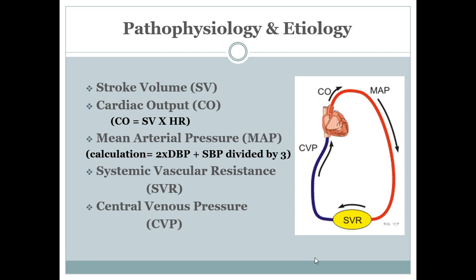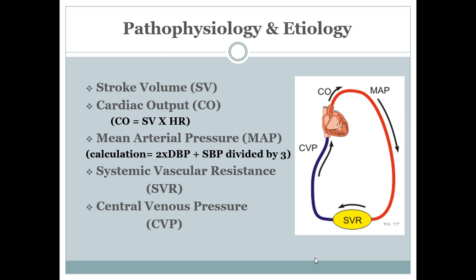Systemic vascular resistance, or SVR. Some of these acronyms you will see in lectures, so try to remember what they are. SVR refers to the resistance to blood flow by all of the systemic vasculature, minus the pulmonary vasculature. So systemic vasculature is throughout the body, minus the pulmonary vasculature.